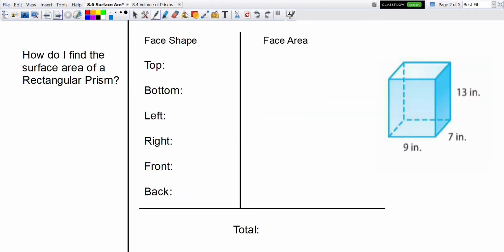So let's look here. I have a rectangular prism. We just talked about how we're going to have a top, a bottom, a left, a right, a front, and a back to this rectangular prism. So what's the area of the top up here? Well, we know the area of a rectangle is the base times the height. This rectangle here is 9 inches across and 7 inches tall. 9 times 7 makes the top 63 square inches. In fact, the bottom will be exactly the same. It's a 9 by 7 rectangle down here.